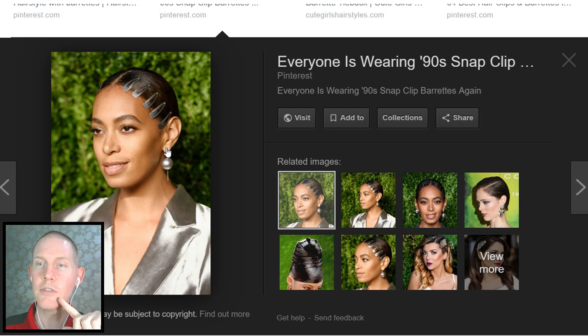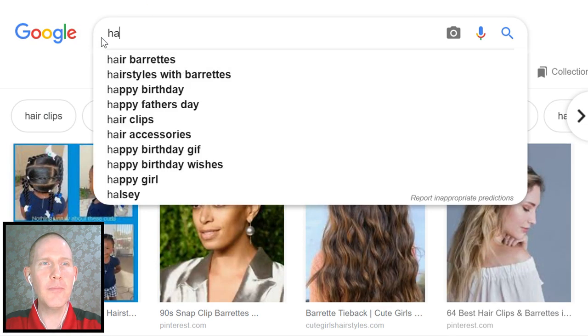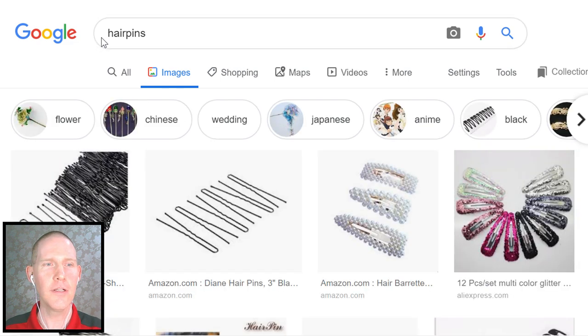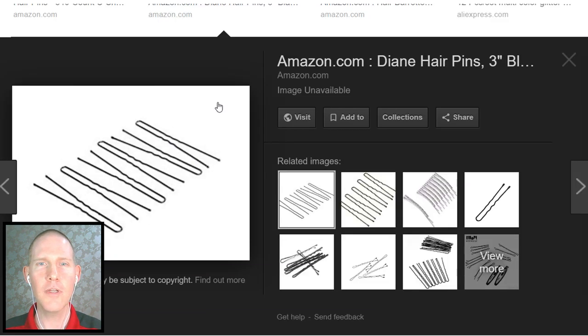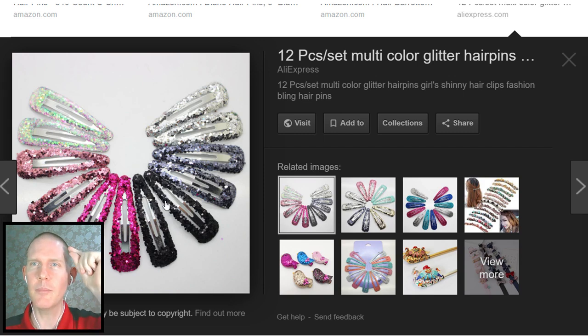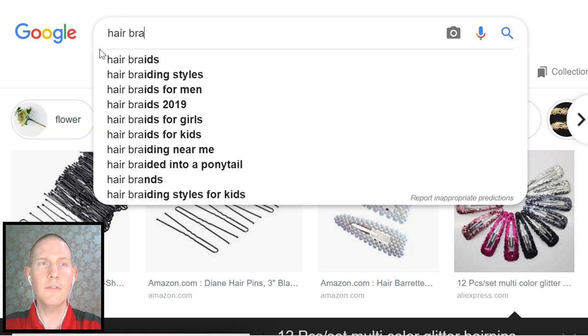Leah Huda says, like pins? Well, I suppose I'm not an expert on hair, but let's see if we put in hairpins. Alright. So hairpins are kind of like this. So I guess they're similar, but barrettes are more like this. So they kind of clip, right? And let's see, Leah Huda had said braids. Braids are a style of hair, right? So we could say hair braids.